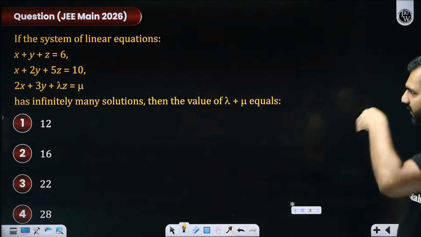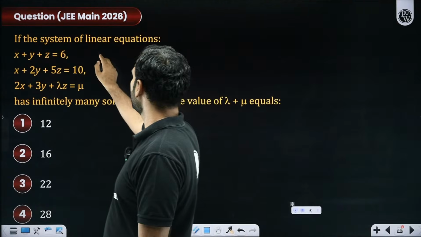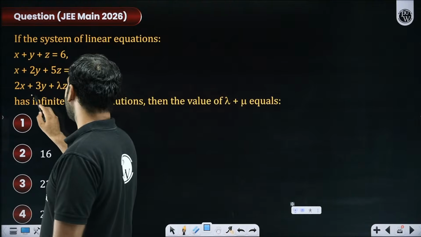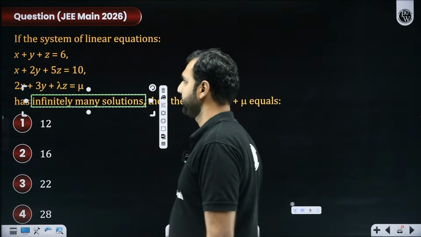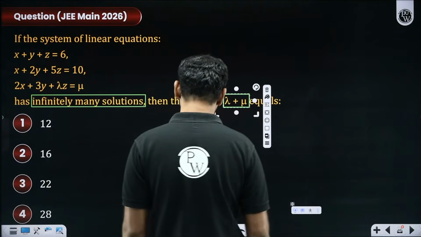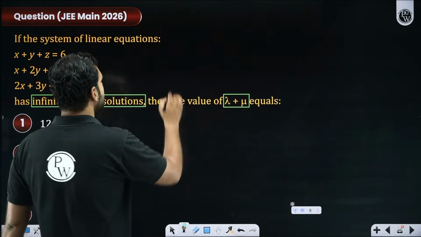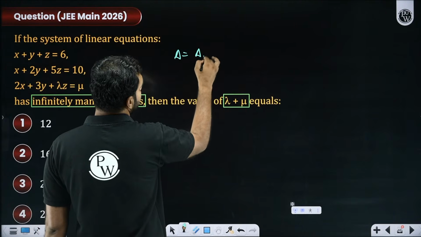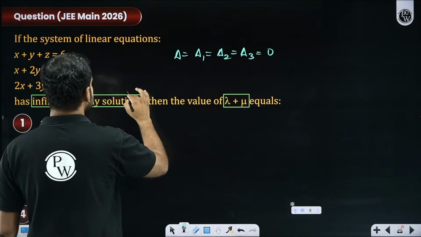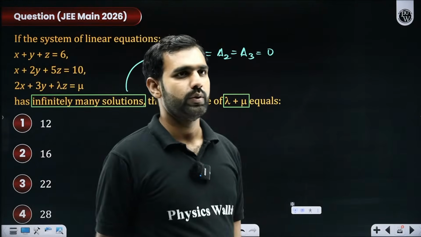So this question here says system of linear equations. We are given a system of 3 linear equations, yes or no? And I am told that this system of linear equations has infinitely many solutions. And then it is asking you lambda plus mu. So the moment somebody says that it has infinitely many solutions, what does it mean? Does it not mean that delta 1, delta 2, delta 3 all are 0? Because it has infinitely many solutions. So I think the job is done.